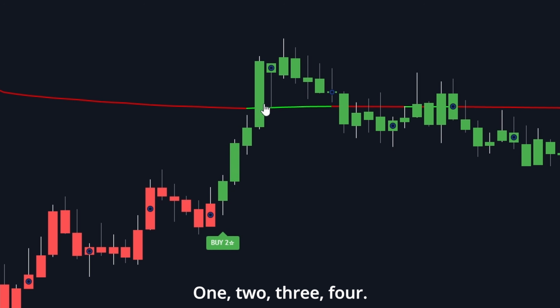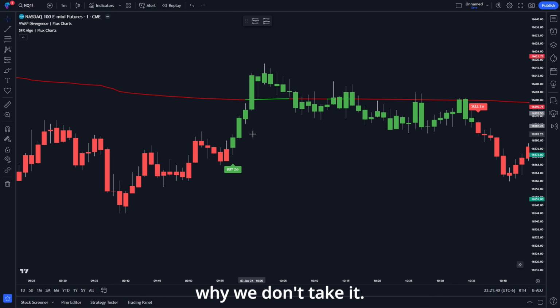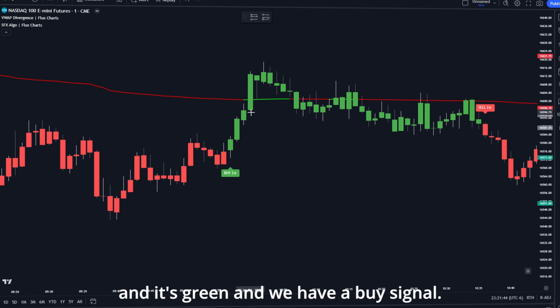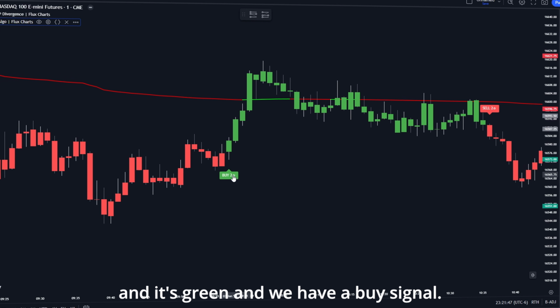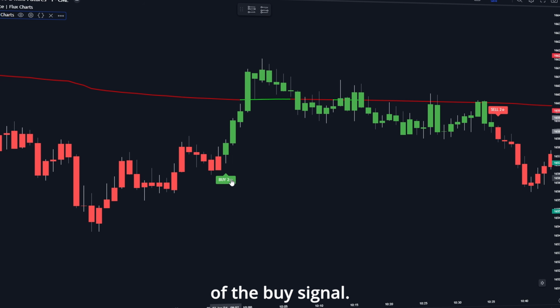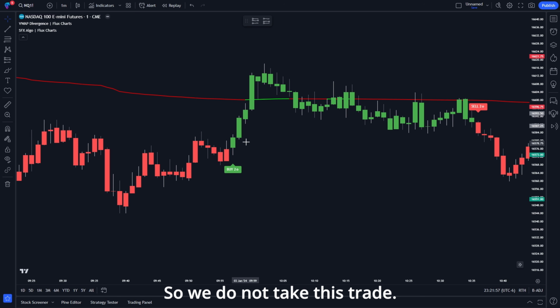Here we get a buy signal. 1, 2, 3, 4. So we do not take this trade. Let me be very clear why we don't take it. We're only taking it if we're above the VWAP line and it's green and we have a buy signal, and if we were above it within 3 candles of the buy signal. Here though, it's 1, 2, 3, 4 candles. So we do not take this trade.